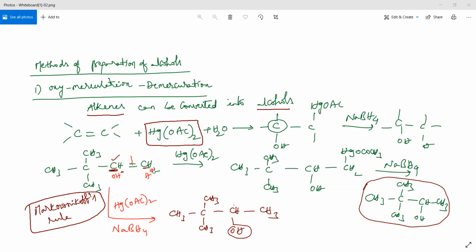Which carbon will be attached with the OH minus and H plus here? Now, according to Markovnikov's rule, the negative part of the reagent is attached to the carbon having less number of hydrogens. So this is the carbon where the OH minus will attach, because this carbon is having fewer hydrogens. That is why the OH group is attached here.